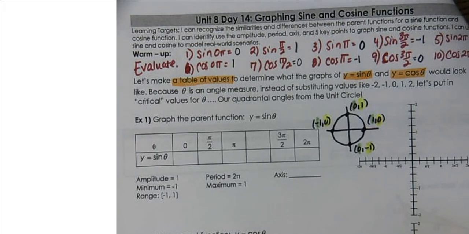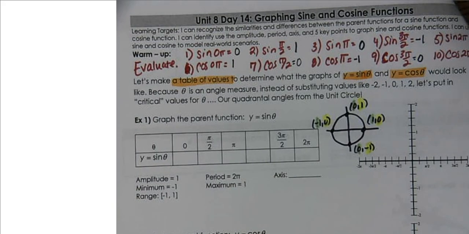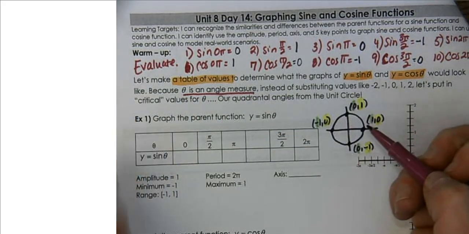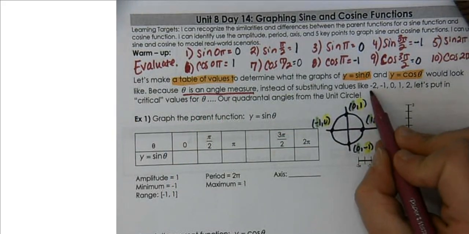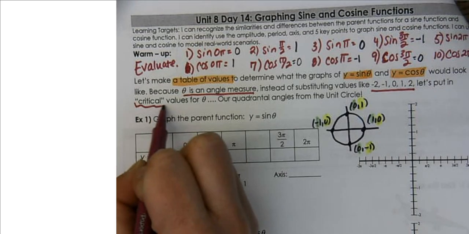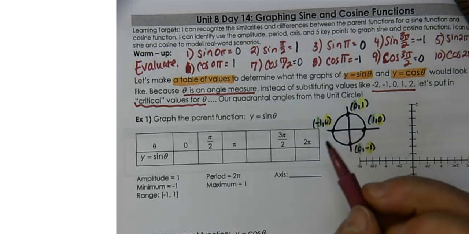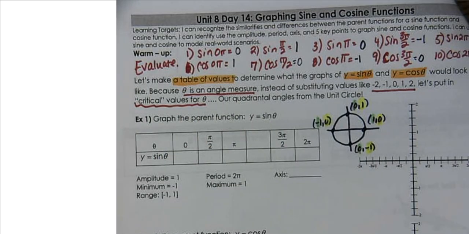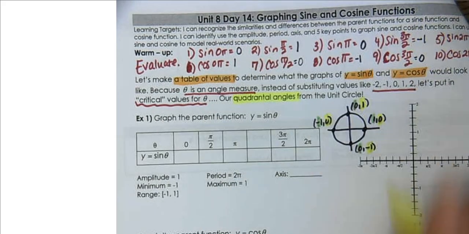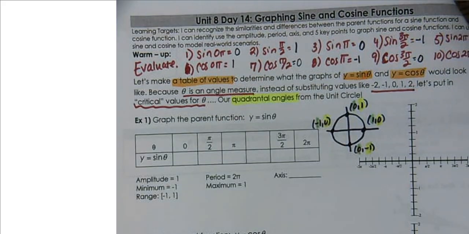Now, because theta is an angle measure, instead of substituting values for theta like negative 2, negative 1, 0, 1, and 2 like we have for other graphs, what we're going to do is put in these critical values for theta. And those critical values are our quadrantal angles from the unit circle: 0, pi over 2, pi, 3 pi over 2, and 2 pi.